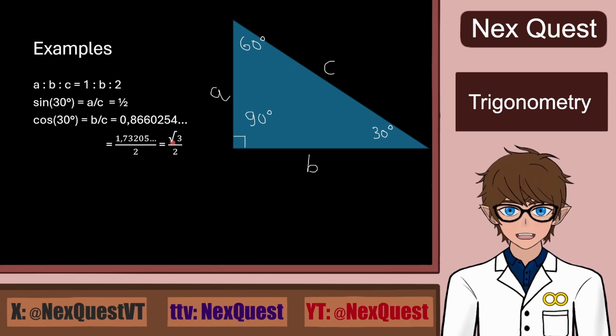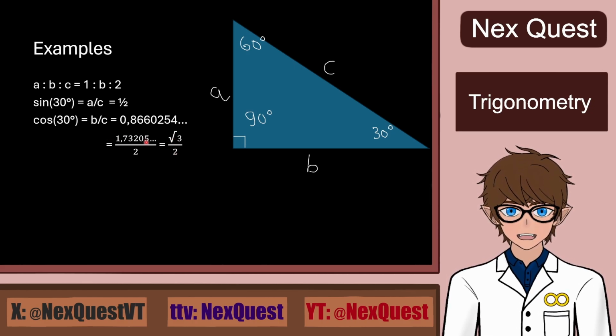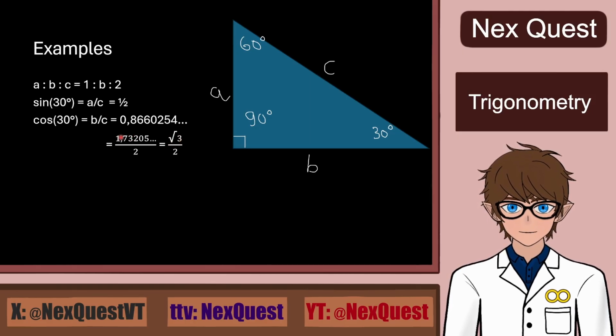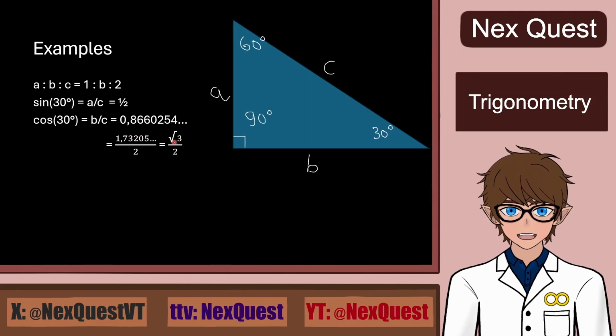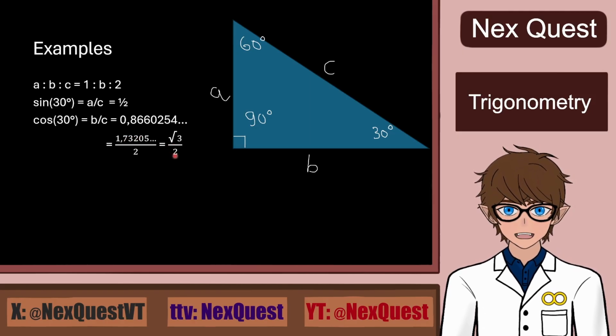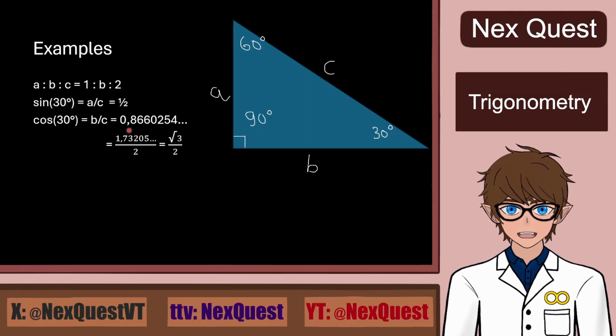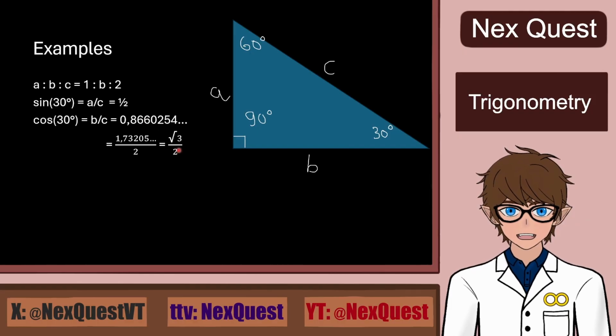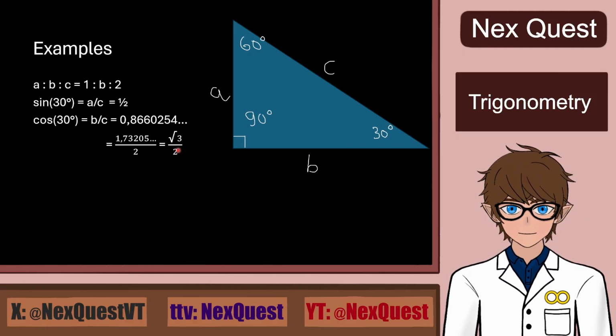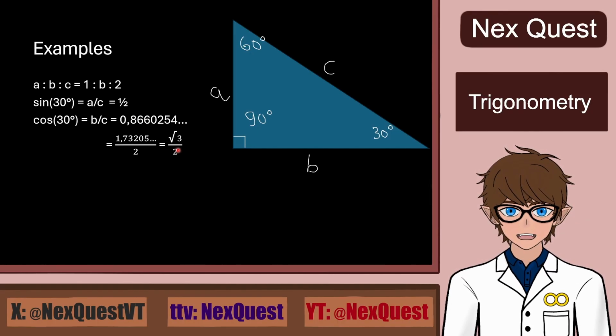I realized right now that I'm an idiot and I forgot to hide this beforehand. But yes, this number squared gives us 3. So our result is square root of 3, which equals 1.73205, etc., divided by 2, which in decimal writing is this number. This means that our B to C ratio is square root of 3 divided by 2.